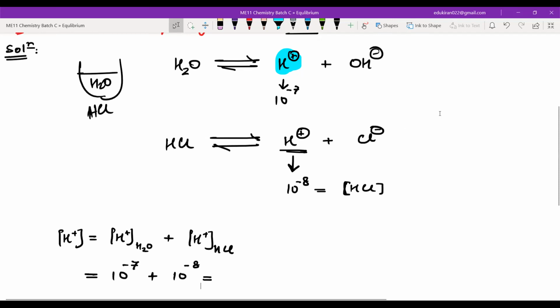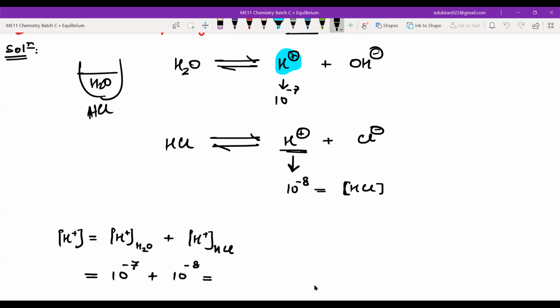Oh guys, no one is able to solve this. See, 10 to the power minus 7 plus 10 to the power minus 8, you can write as 1.1 into 10 raised to minus 7. Yeah, correct, 1.1 into 10 to the minus 7.